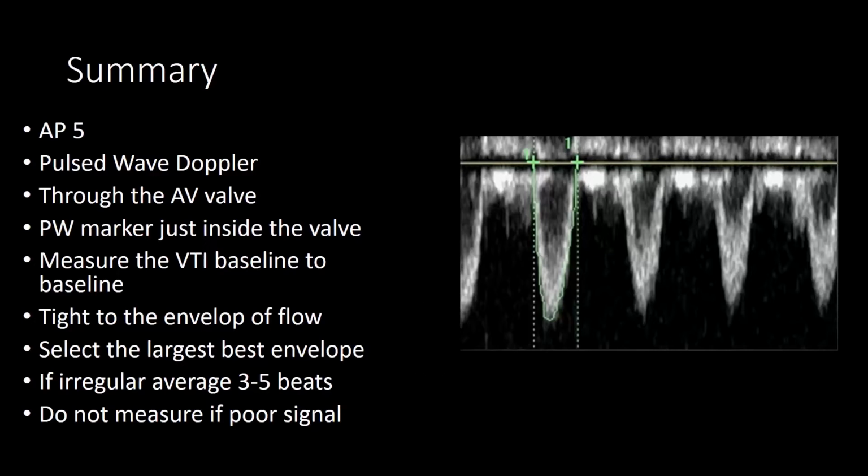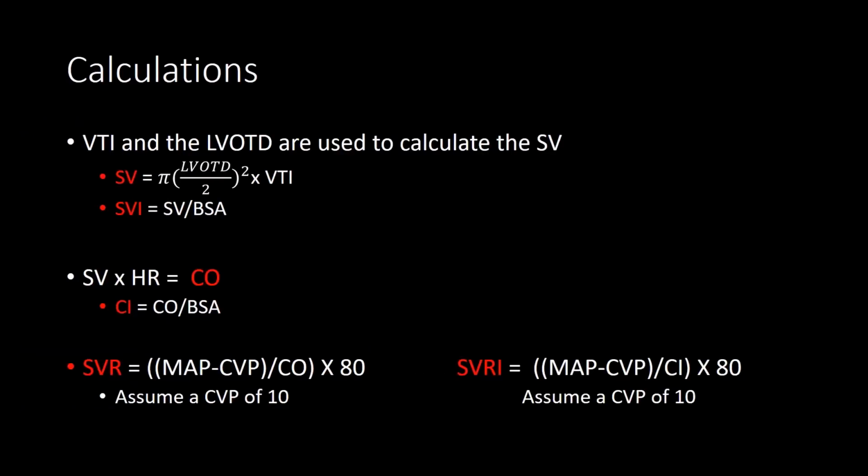If you have several irregular waveforms, then you want to take the average of 3 to 4 beats. And most importantly, if you have a poor signal, you don't want to take the measurement because it can lead to inaccurate results. Moving on to the calculations.